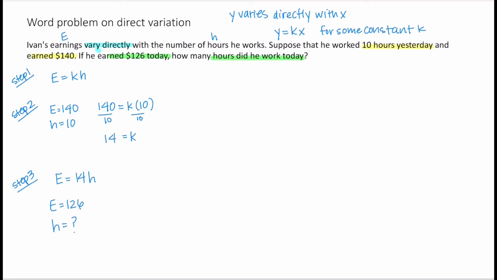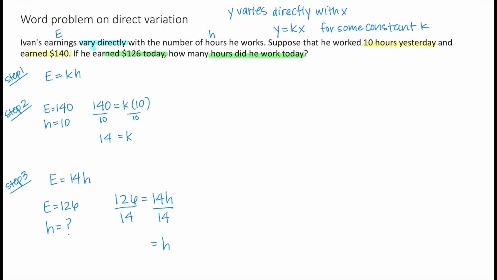So I'll plug in to figure this out. So that tells me 126 equals 14 times h, and I'll leave this as an h because that's what I'm solving for. I can divide by 14, and I end up with h equals 126 divided by 14, and that equals 9. So my answer is 9 hours. I'm sure to include my unit because this is a word problem and I want to make sure that I put it in context. All right, let's do another example.